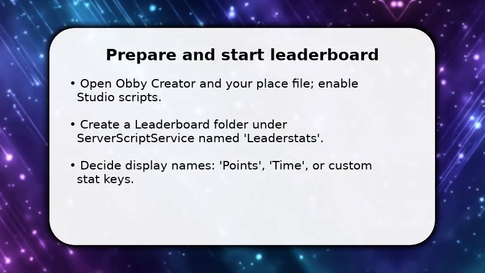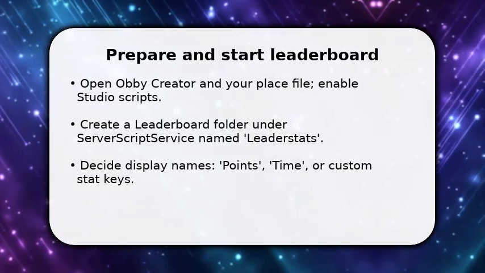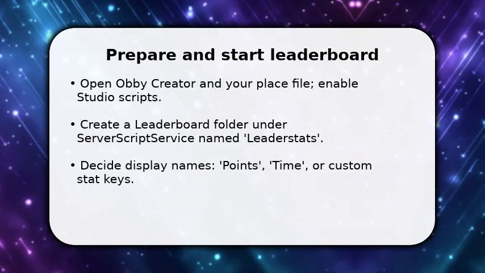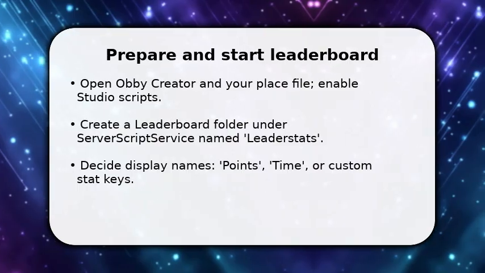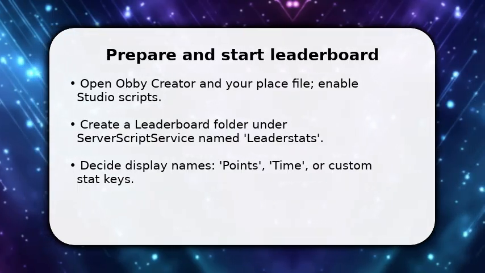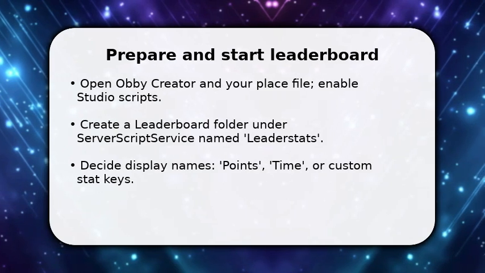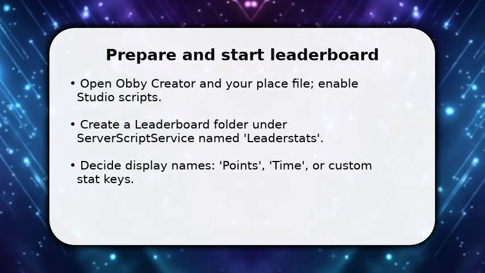Once done, add int value or number value objects named for each stat you want visible. You do this now because leader stats must exist before players join and before you update values. This guarantees the scoreboard shows accurate values as gameplay events change them.